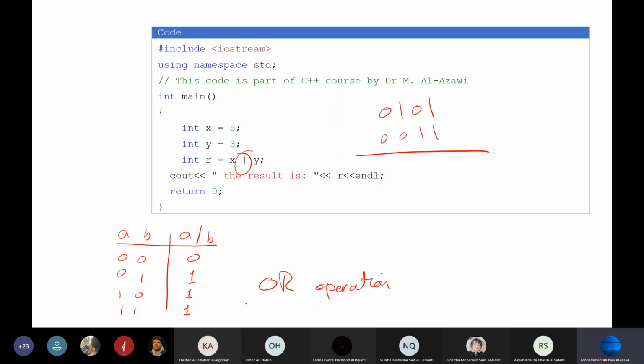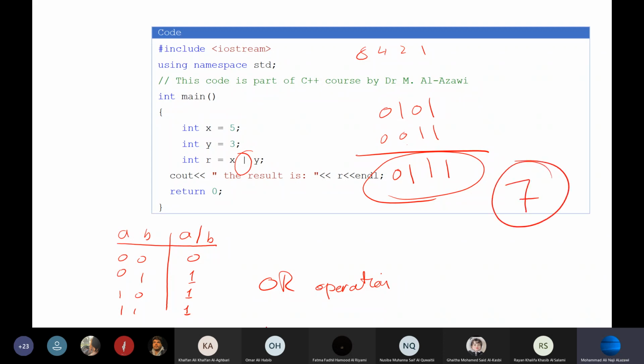Don't worry, I'll share this with you. So let's do it here. 1 or 1 is 1, 0 or 1 is 1, 1 or 0 is 1, 0 or 0 is 0. So the result here will be, remember, 1, 2, 4, 8. So 4 plus 2 plus 1, which is equal to 7.